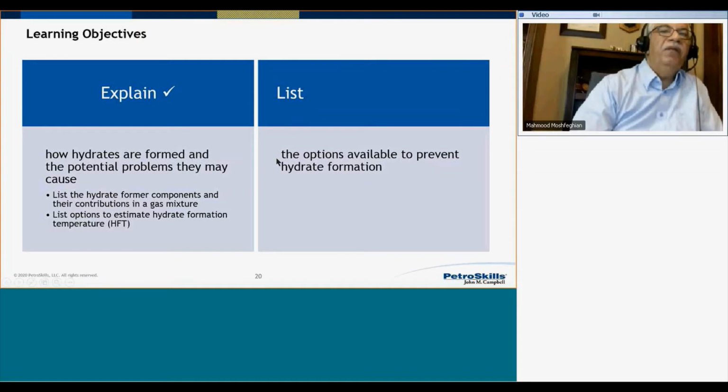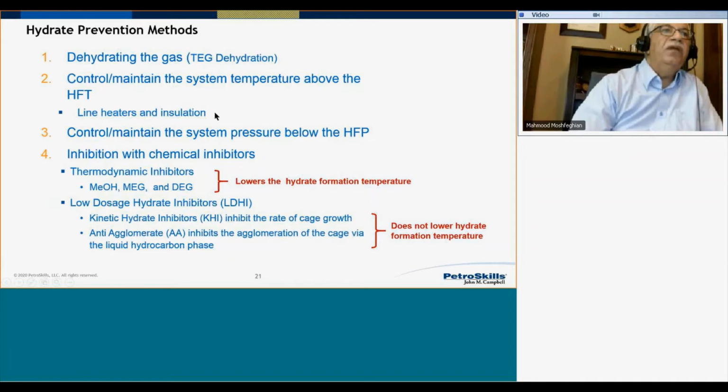So these are the options available to prevent hydrate formation. We're going to discuss each of them, and we're also going to see the pros and cons during this webinar. First one, dehydrating the gas. Normally we use TEG dehydration. The second one, control and maintain the system temperature above the hydrate formation temperature. We try to stay to the right of the hydrate formation curve, and normally we do that with a line heater and insulation of the pipeline.